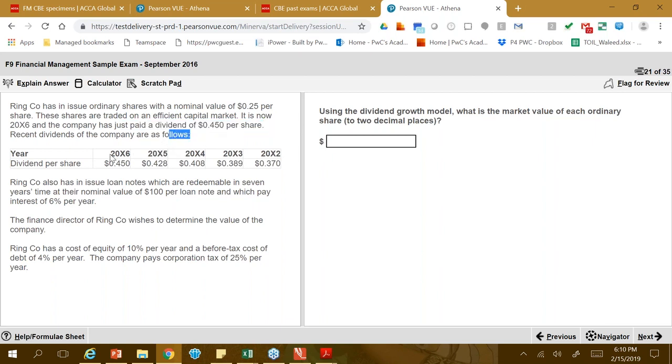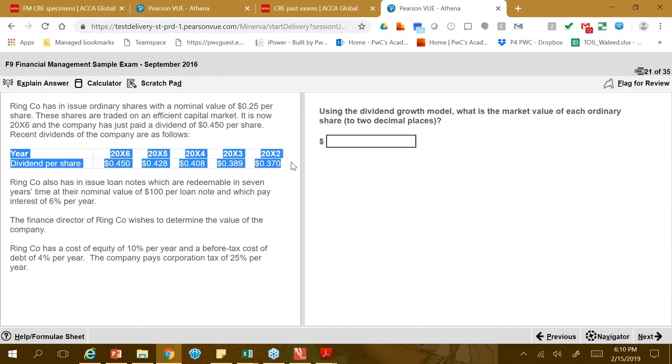So if the examining team is giving you the X6 information and also the past dividends, this information will help us to work out the growth rate. And the model we're going to use here is the historic model.